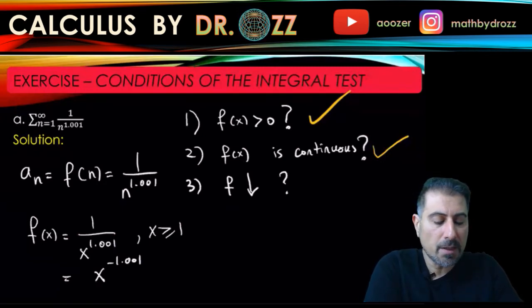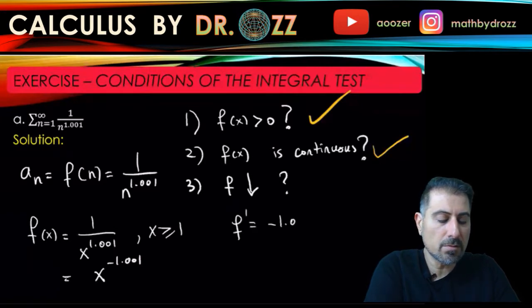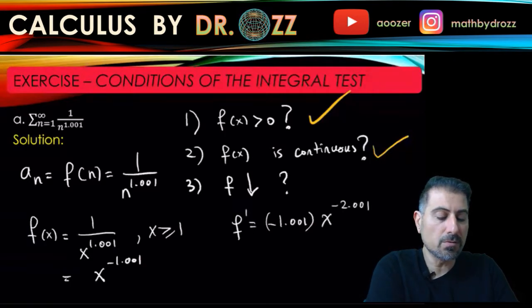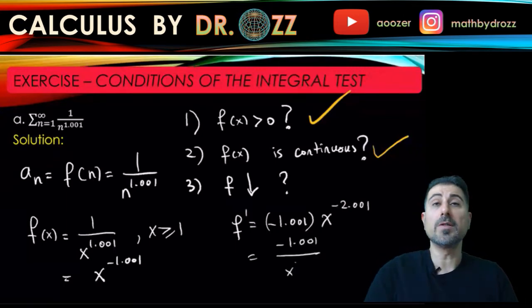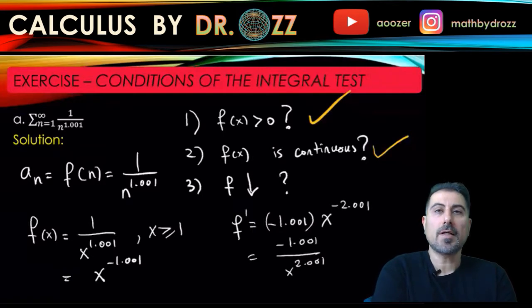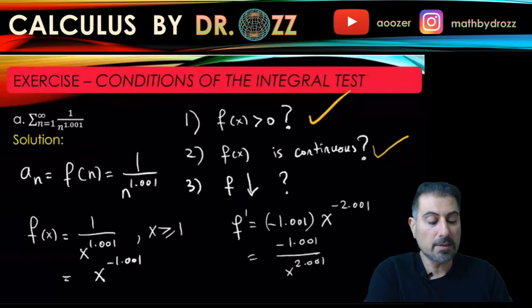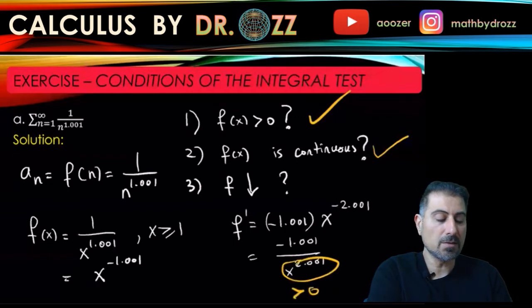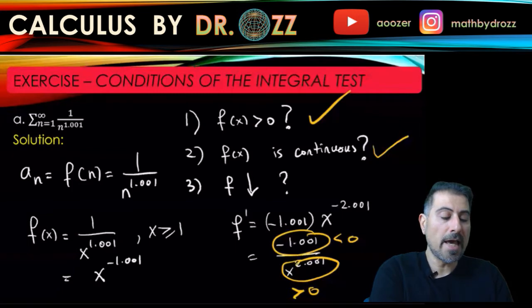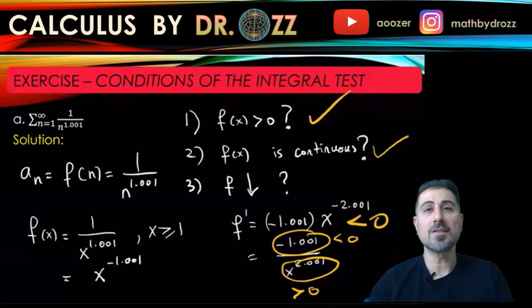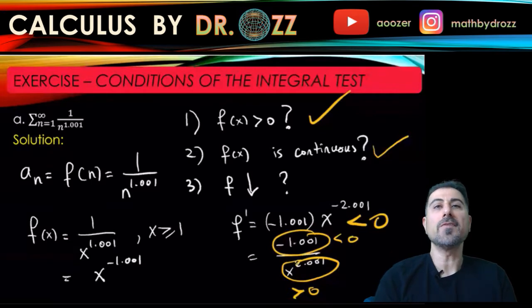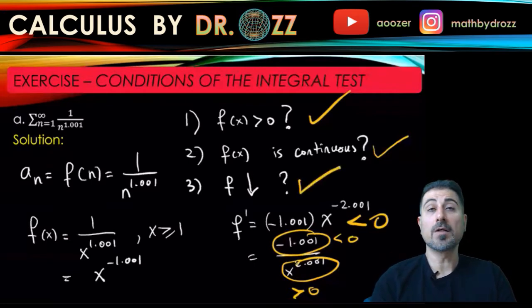So f prime is going to be the power down, times x to the power of, subtracting 1 from the power, negative 2.001. In other words, it's equal to negative 1.001 over x to the power of 2.001. Well, the top is negative and the bottom is always positive, so that makes f prime negative. And when f prime is negative, f is a decreasing function. So I put a check mark right here.